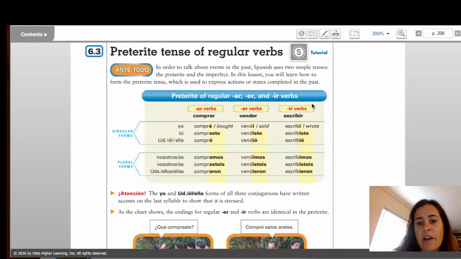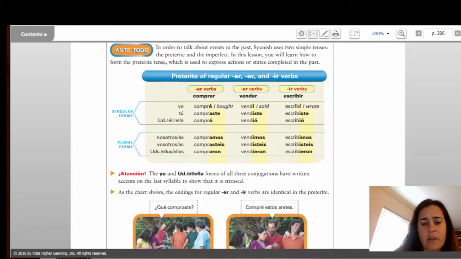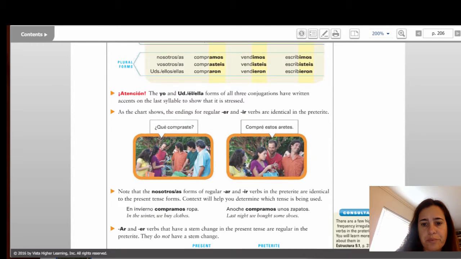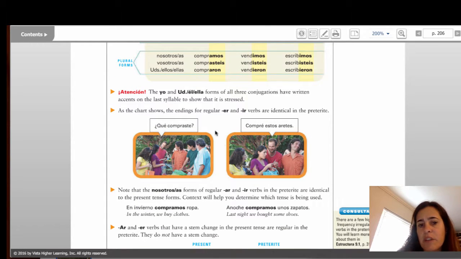The ER and the IR verbs are the same thing. You're going to add the endings, and that's going to mean the past tense. There's an attention here for you to realize that there are accent marks on certain forms, and you need to remember those forms. Also, they give you some tips for you to pay attention about how to conjugate certain forms. This is the purpose of this information here, to try to help you remember all these forms.